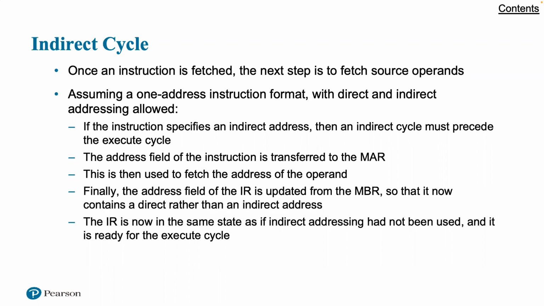Finally, the address field of the IR is updated from the MBR so that it now contains a direct rather than an indirect address. The IR is now in the same state as if indirect addressing had not been used, and it is ready for the execution cycle. We skip that cycle for a moment to consider the interrupt cycle.